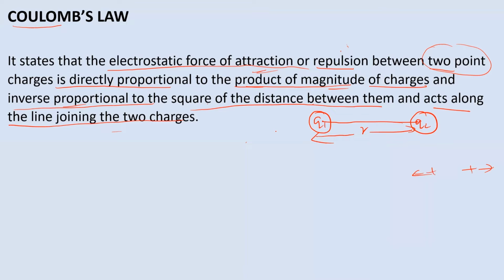So it's completely up to you whether you consider it attractive or repulsive, because you need just the magnitude of the charges. The first thing it says: the electrostatic force Fe is directly proportional to the product of the magnitude of the two charges. And second, it is inversely proportional to the square of the distance between them, where R is the distance between the two charges.